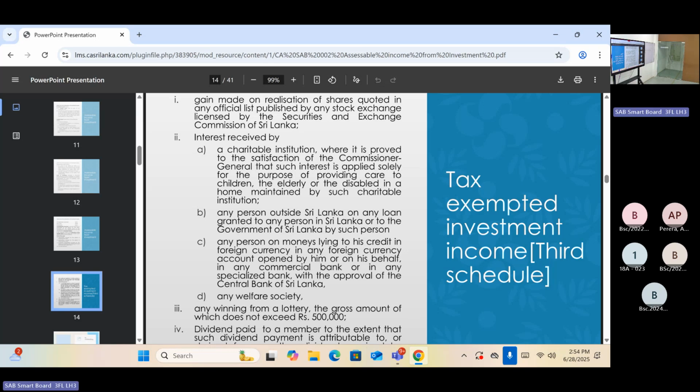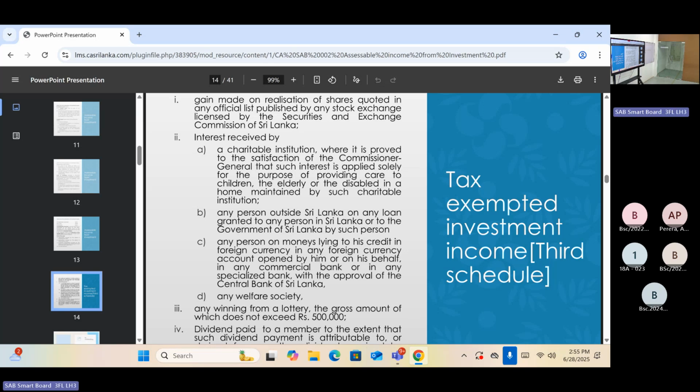Right. Other one is any person on money lying to his credit in foreign currency in any foreign currency account opened by him or on his behalf in a commercial bank or in any specialized bank with the approval of the Central Bank of Sri Lanka. If I put it in very simple terms, it says if you are maintaining a bank account in foreign currency, interest income of such foreign currency is tax exempt.